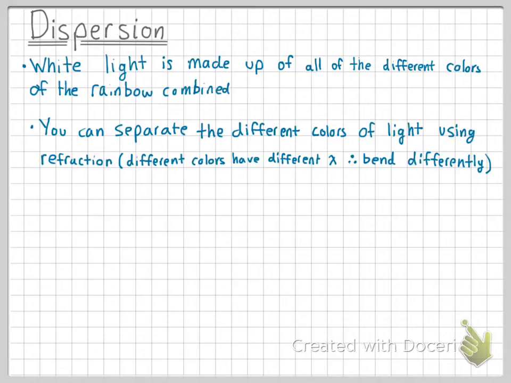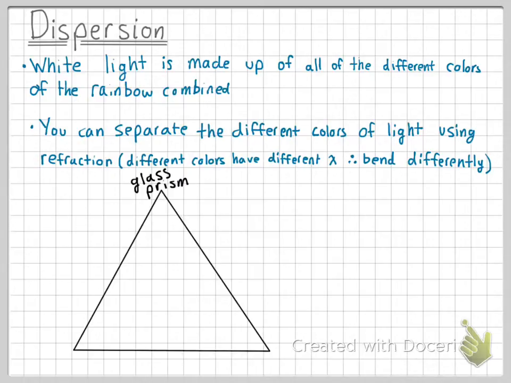The different kinds of light, like red, blue, violet, all have different wavelengths, which bend differently when they come in contact with an interface. So let's explore this concept a little bit more.